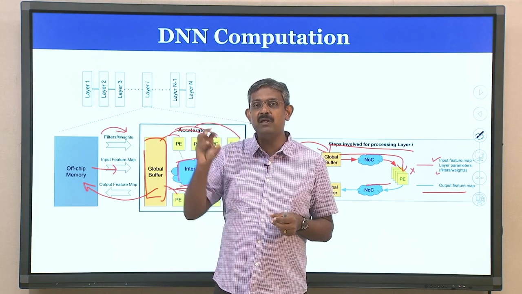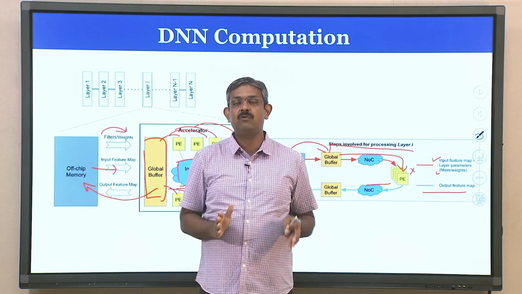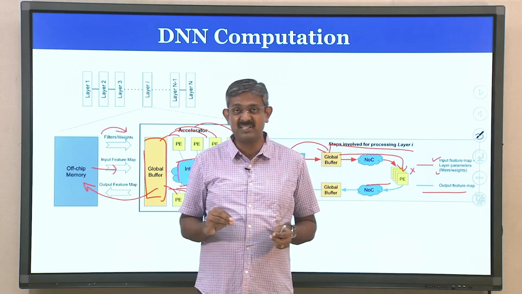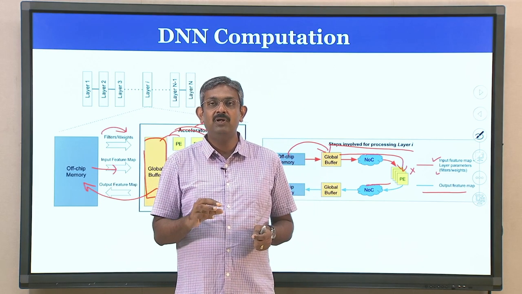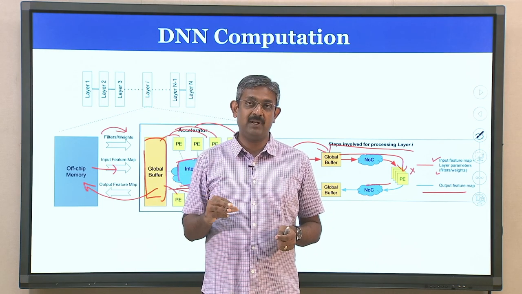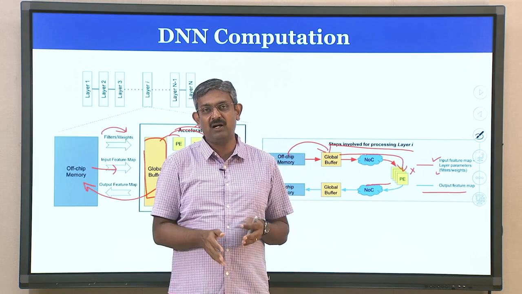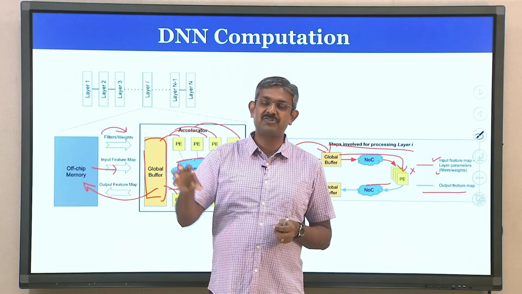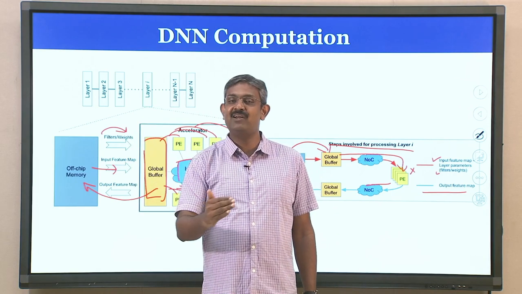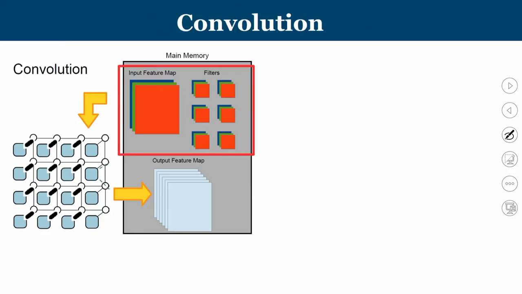Each processing element will perform the convolution of a small component. It is something like what you have seen in the GPU. You divide the entire input space into multiple smaller chunks, and the convolution of each chunk happens in one of the processing elements. The input feature as well as the corresponding weight or kernel has to reach the processing element, and once the processing is done, the result has to travel through the NOC into the global buffer and back to your off chip memory.